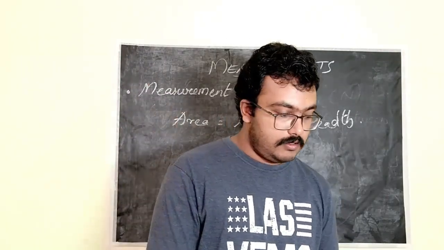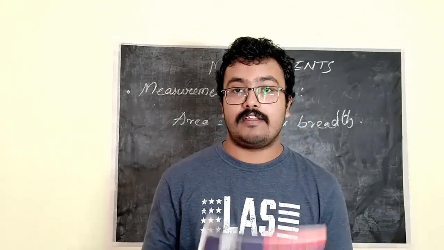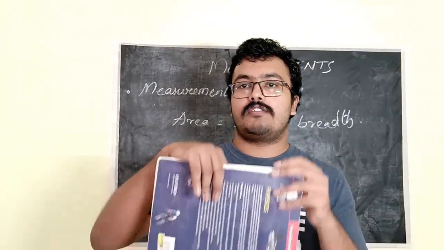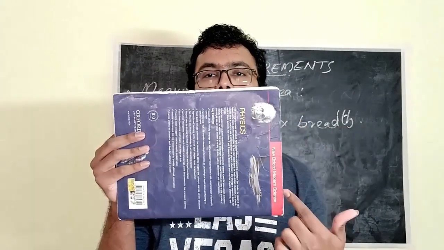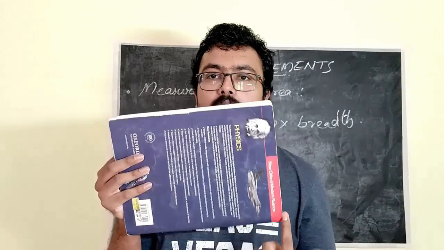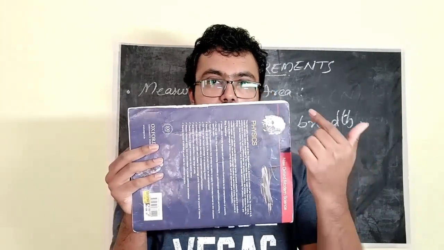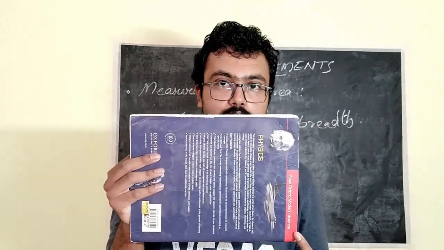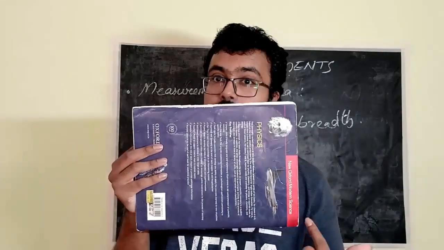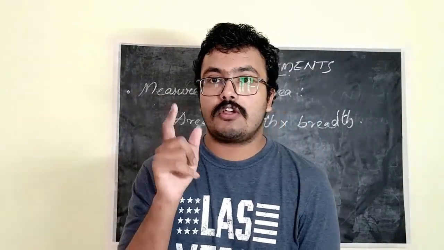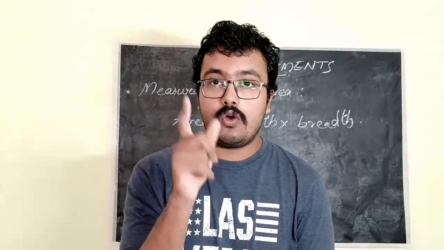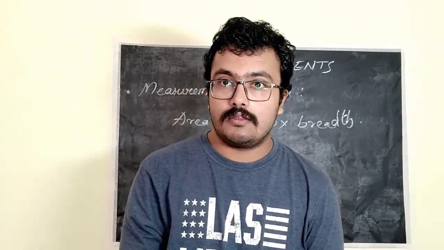So if I take the textbook, the length is always the longer side. The longer side is the length and the shorter side is the breadth. Please don't forget it. This is not your length because this is a shorter side. This is your breadth. This is your length, the longer side. This has to be taken into consideration always. The longer side is your length.